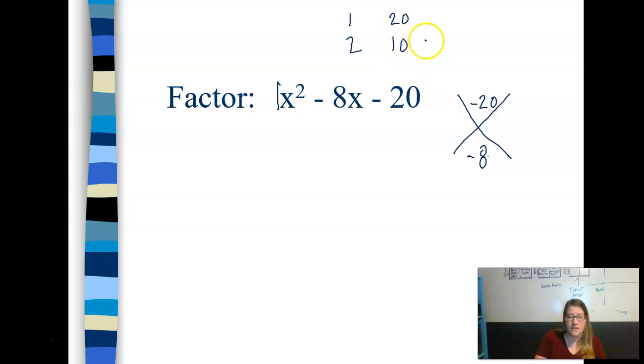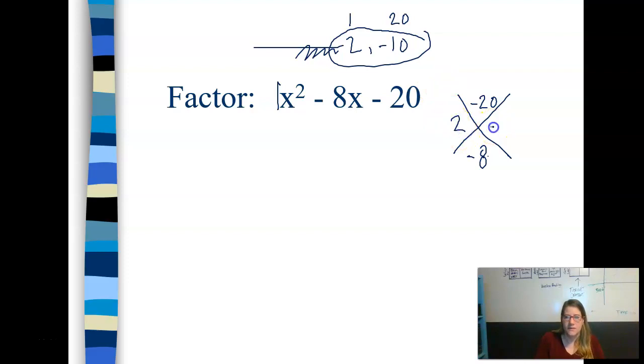And now I need to think about the signs because I know one of these is going to have to be negative and one is going to have to be positive. If I want my result to be negative 8, if I made the 2 negative, wow, that's a big negative. So negative 2 and 10, that would give me a positive 8. So I don't want 2 to be negative.